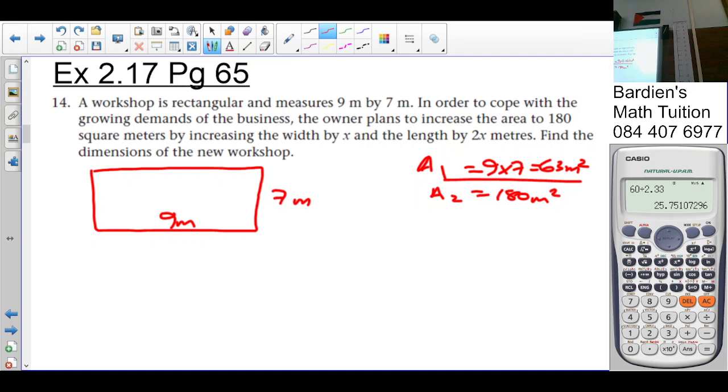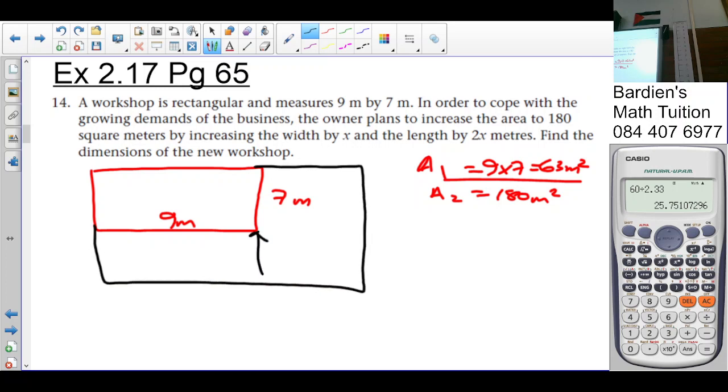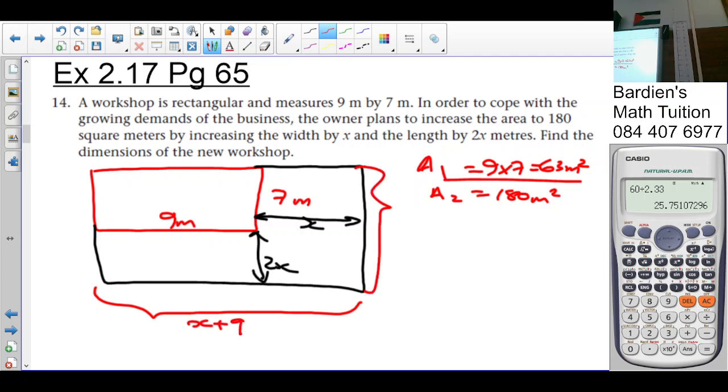Increase to 180 square meters by increasing the width by 2x and the length by x. So the width is the same as breadth, so the breadth increases by 2x, and the length by x. So what is this length from there to there? x plus 9. What's the length from there to there? 2x plus 7. Are you all okay with that? So for area 2, how do you calculate the area of the second piece?